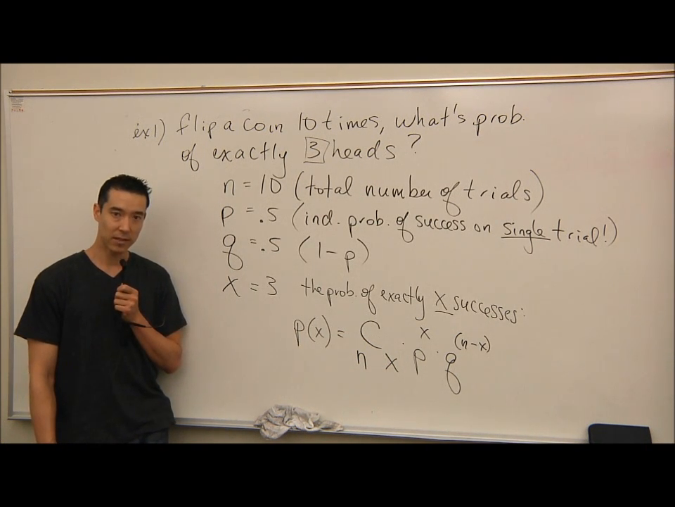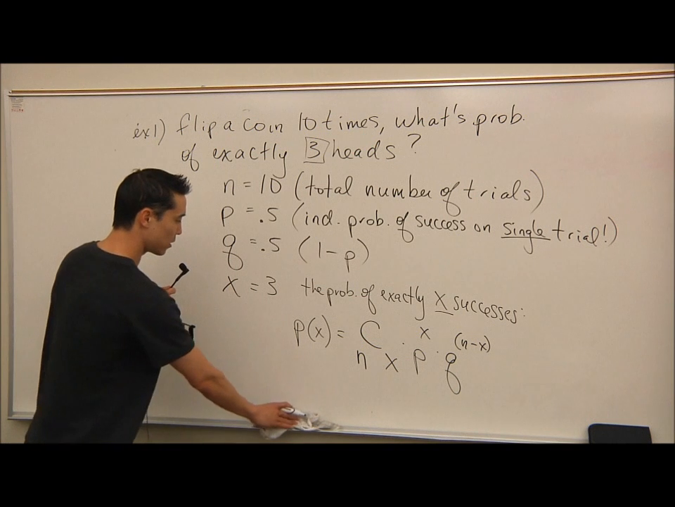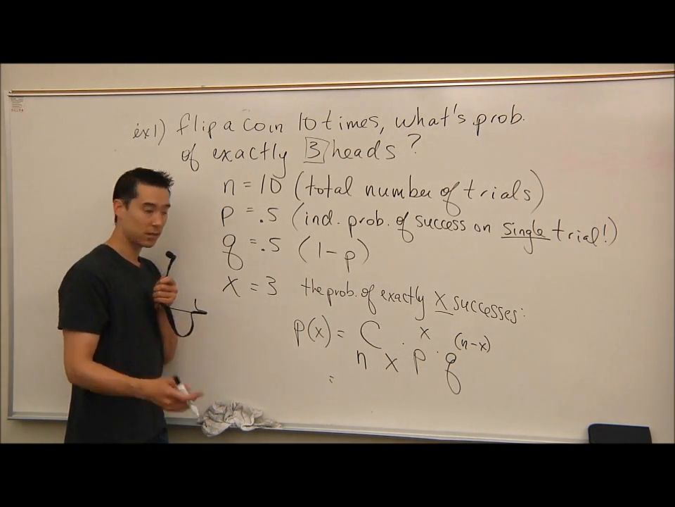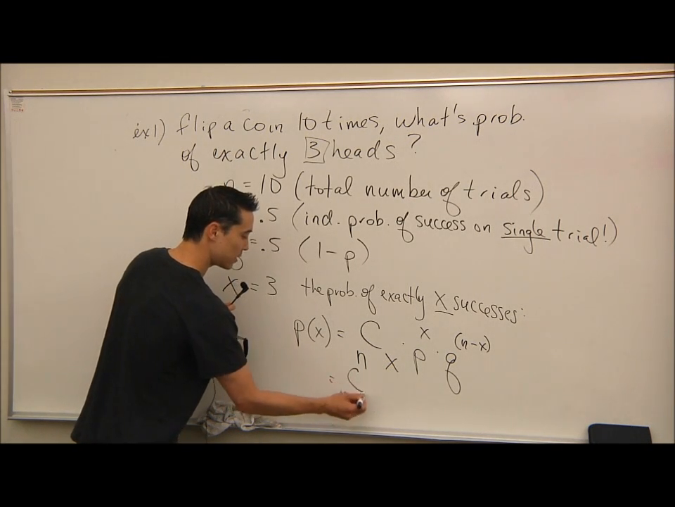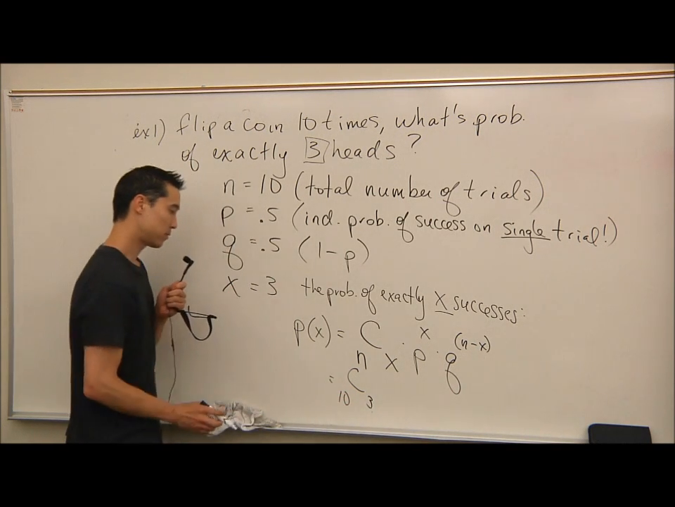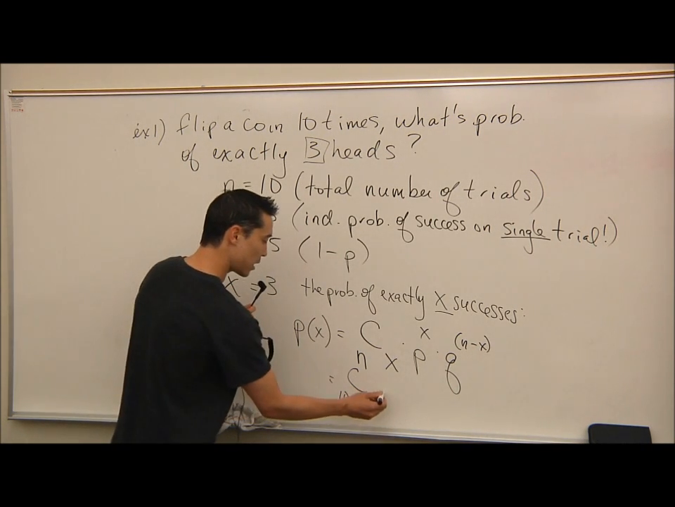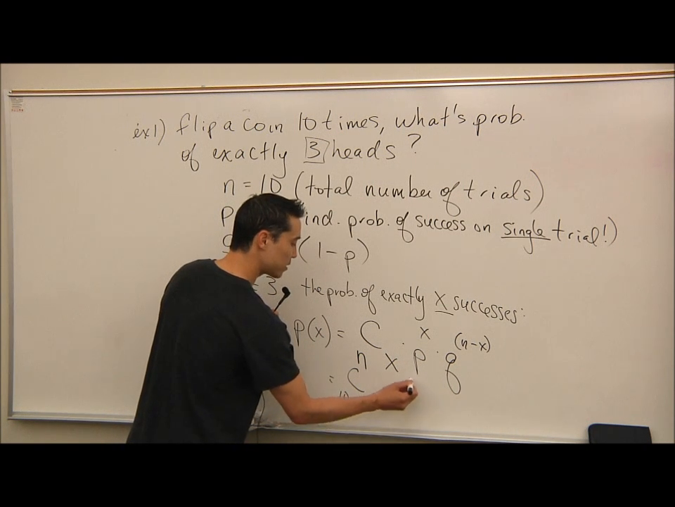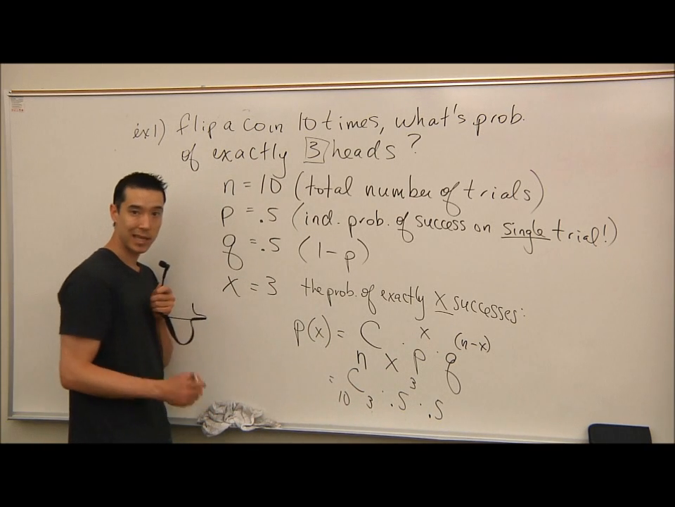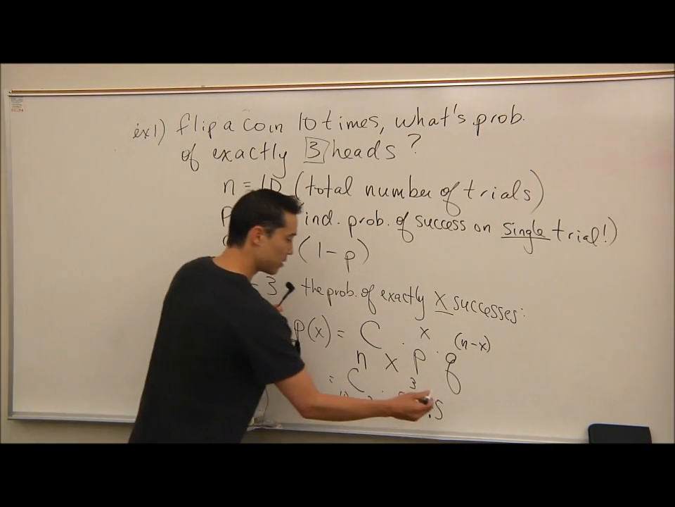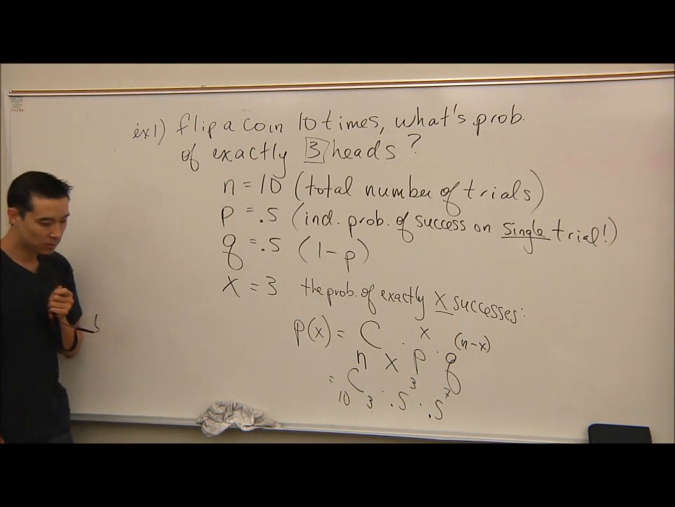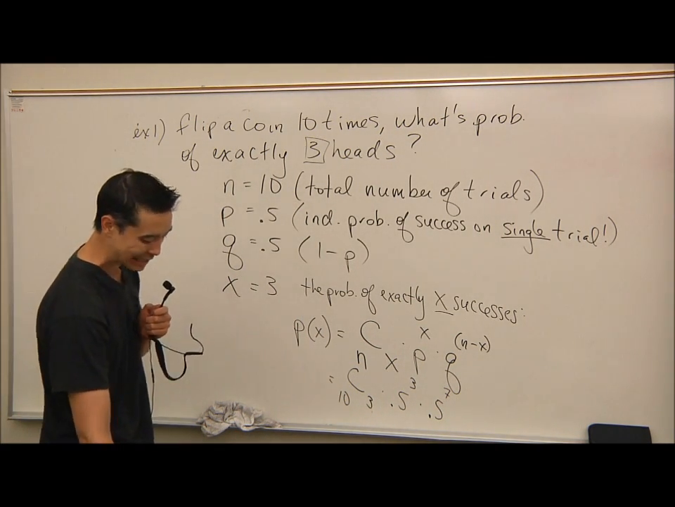All right, let's fill this in, and then let's go to our calculator so we can solve it. So I'm doing a combination. N is the total number of things that we did, right? So 10, C, what is X in this problem? 3. So you're going to go to combination 10 choose 3, times P is 0.5, raised to the 3, times Q is also 0.5, raised to the 10 minus 3, which would be 7. Okay, so go ahead and type that in your calculator. Go out to 4 decimal places and tell me what this probability is.